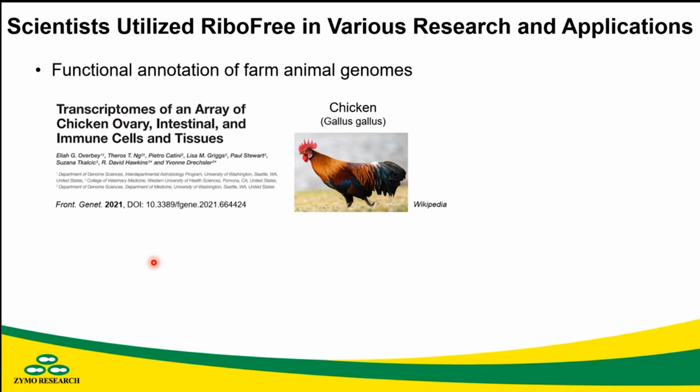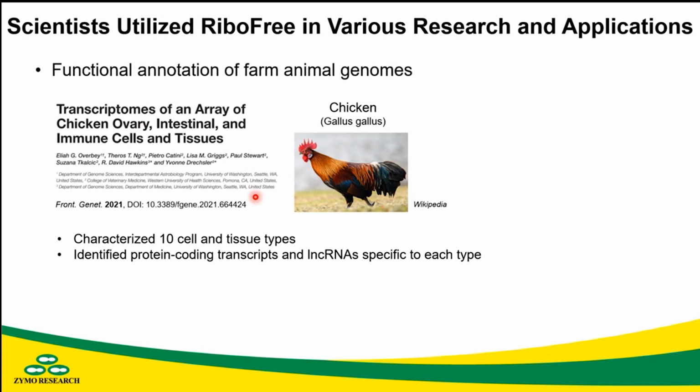This group of scientists from the University of Washington and Western University of Health Sciences utilized Ribo-free RNA-Seq to do functional annotation of farm animal genomes. Chicken is probably the number one consumed agricultural avian species. Specifically, this group successfully characterized the transcriptomes of 10 cell and tissue types. They were able to identify protein coding transcripts and long non-coding RNA transcripts that are specific to each of these cell and tissue types.